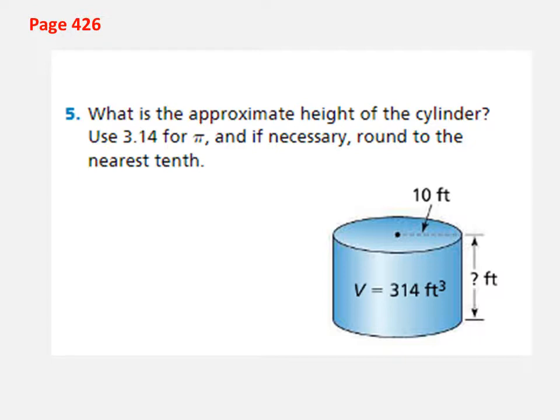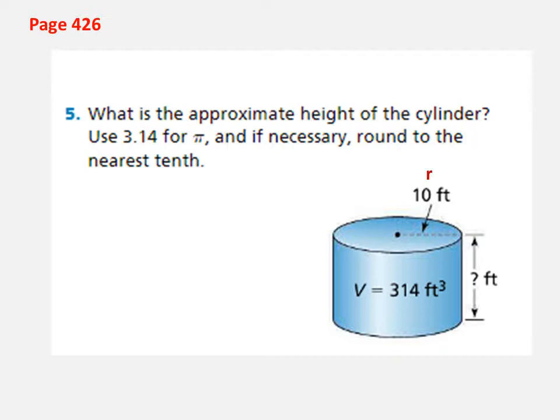Page 426, question 5. What is the approximate height of this cylinder? Use 3.14 for pi, and if necessary, round to the nearest tenth. Read the question carefully. Stop the video. Do it. Come back again if you have finished. Have you finished? Yes? Okay.